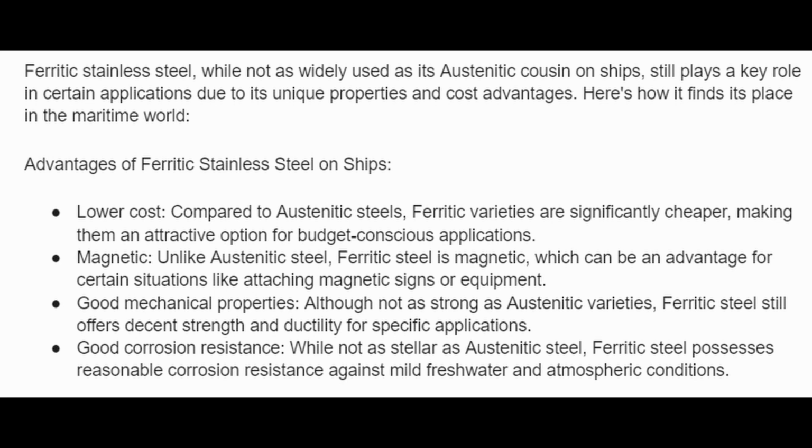Magnetic. Unlike austenitic steel, ferritic steel is magnetic, which can be an advantage for certain situations, such as attaching magnetic signs or equipment. It has good mechanical properties. Although not as strong as the austenitic varieties, ferritic steel still offers decent strength and ductility for specific applications. It has good corrosion resistance. While not as stellar as austenitic steel, ferritic steel possesses reasonable corrosion resistance against mild freshwater and atmospheric conditions.